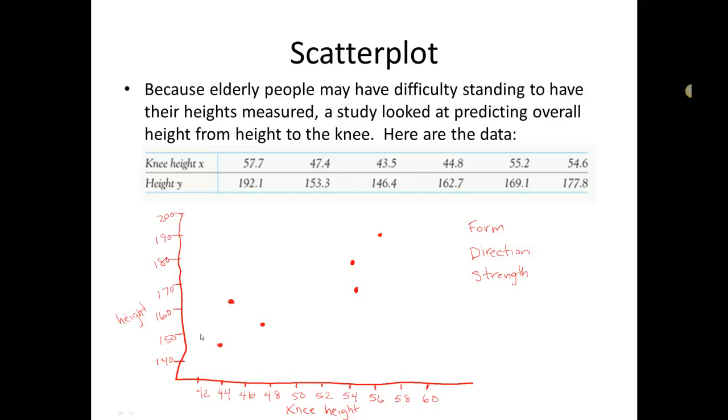So in this case, looking at this, there's only 6 points, so keep that in mind as we're looking at this. But it does look like we have a linear relationship, so I'm going to call this linear. The direction is positive, so as the knee height increased, so did the overall height, so positive. And the strength, well, it looks pretty strong. Granted, only 6 points there, but I would say strong or moderately strong on this one.